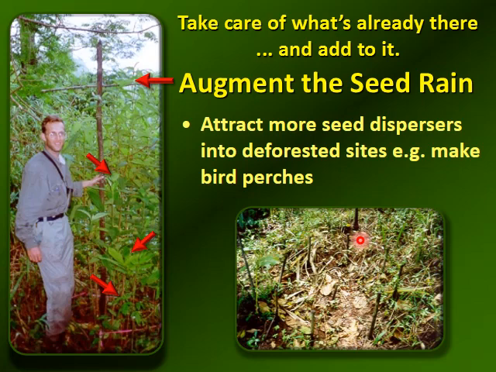Within a few months, the areas around the perches looked like this, and the red arrows here point to the tops of individual seedlings. So you see this one up here has grown actually taller than the chap who put up the bird perch. I think this is about one rainy season's growth.